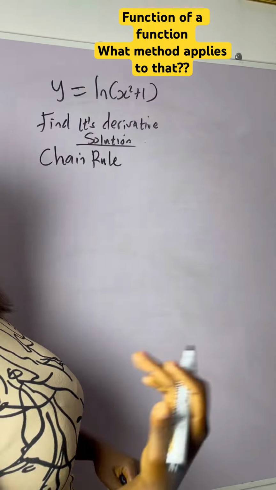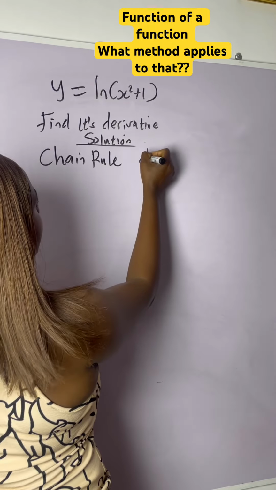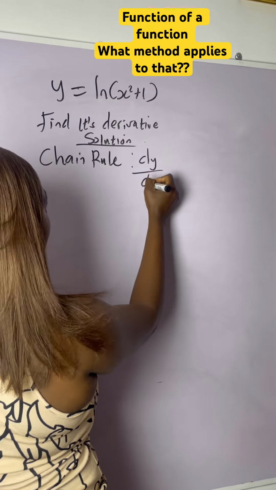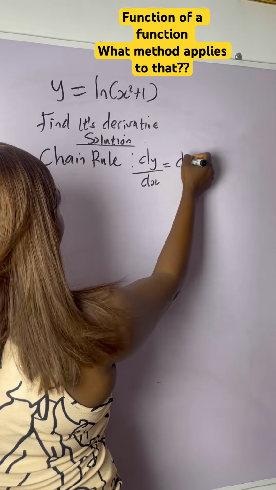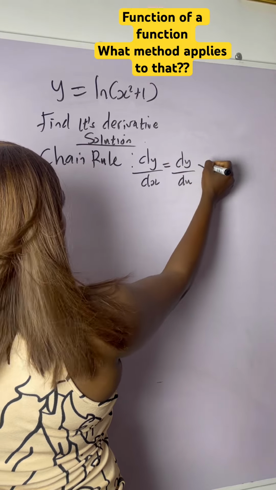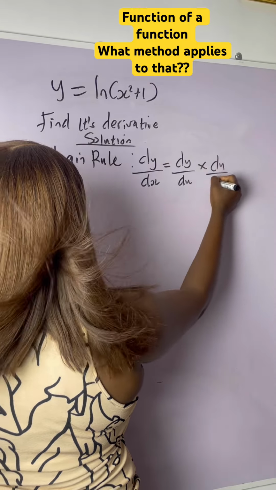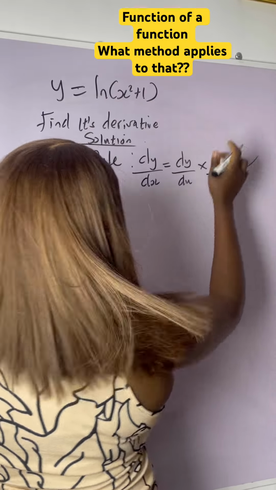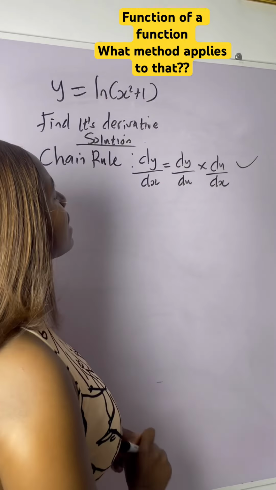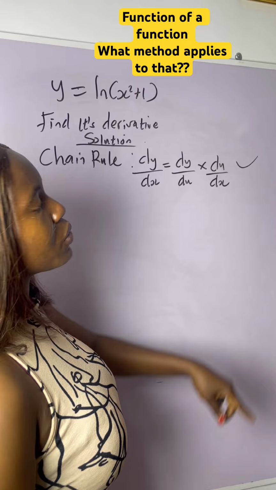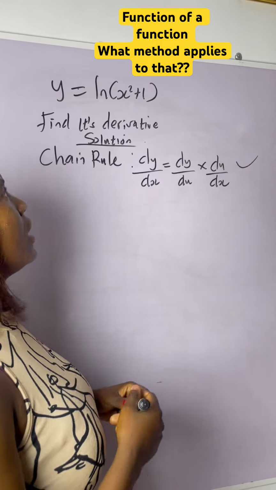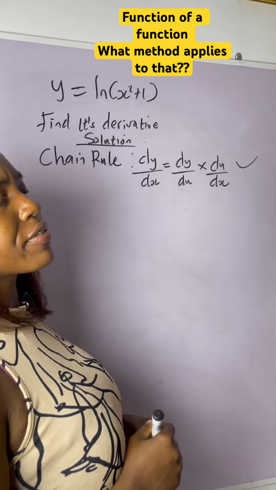Okay, and what does chain rule say? Chain rule states that dy/dx is equal to dy/du multiplied by du/dx. This is what chain rule states. Now, what is my dy? What is my du? What's my du/dx? I don't know. Now, defining my u, I have to find what my u is.